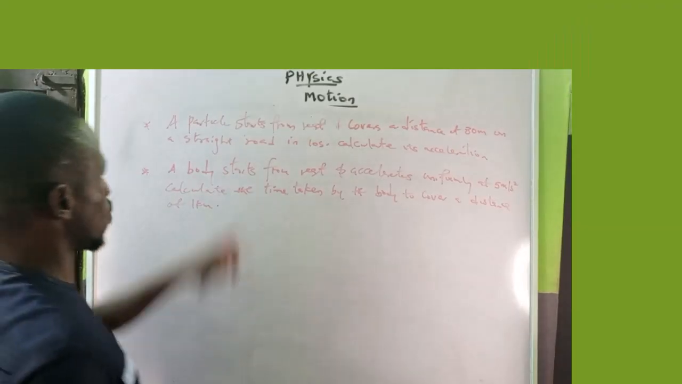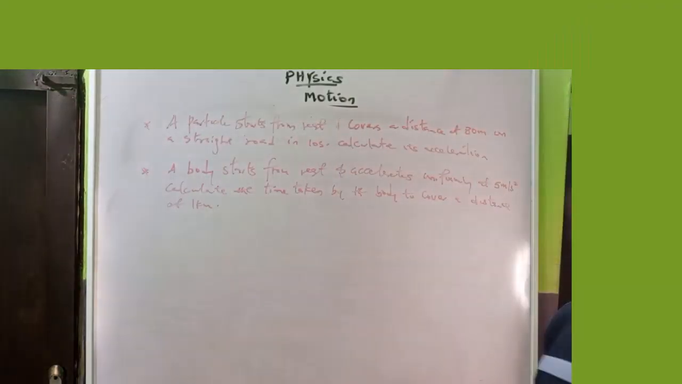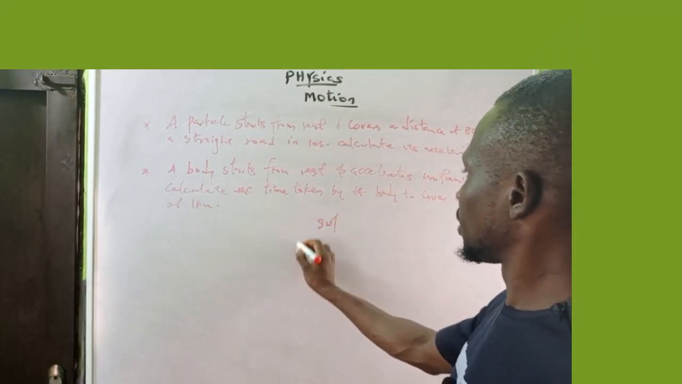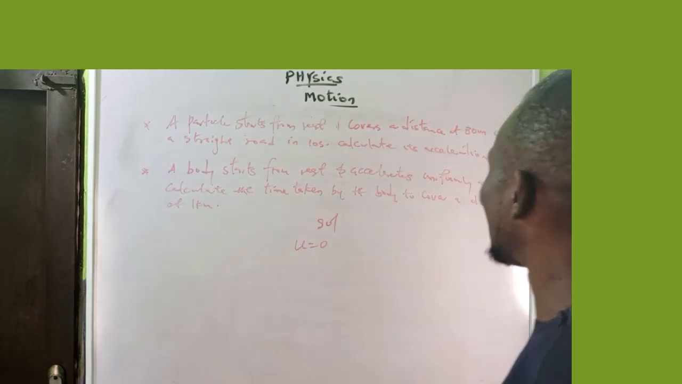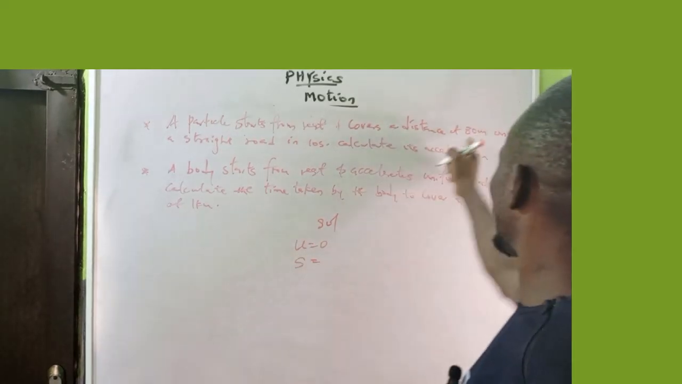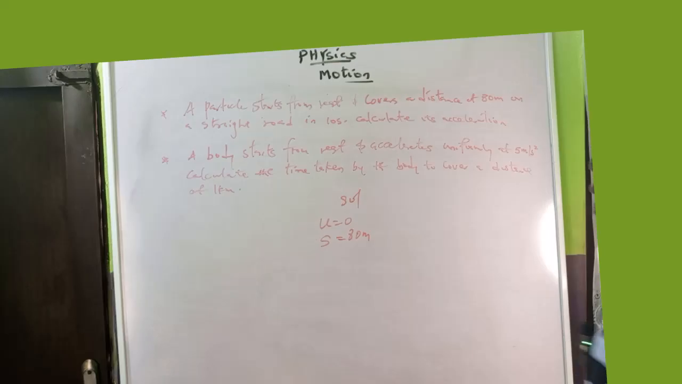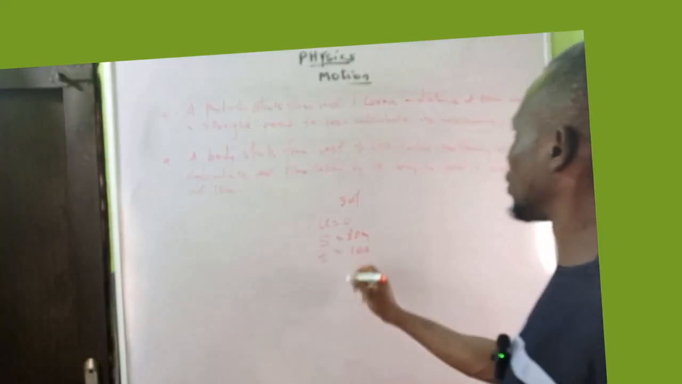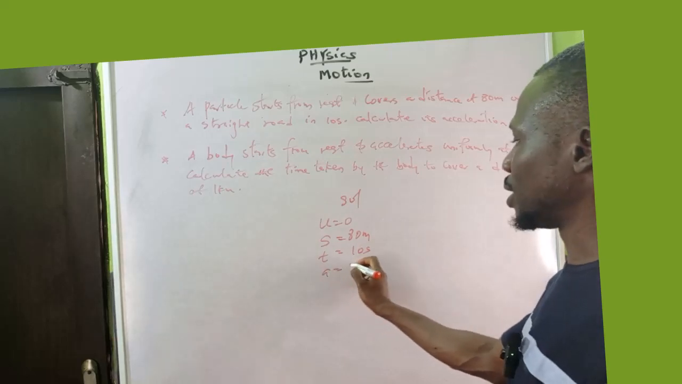Okay, let's solve this one. A particle starts from rest. The first one, a particle starts from rest. That is U is 0, right? And it covers a distance S of 80 meters. I believe you can solve the questions now. And what is the time? 10 seconds. Calculate its acceleration.